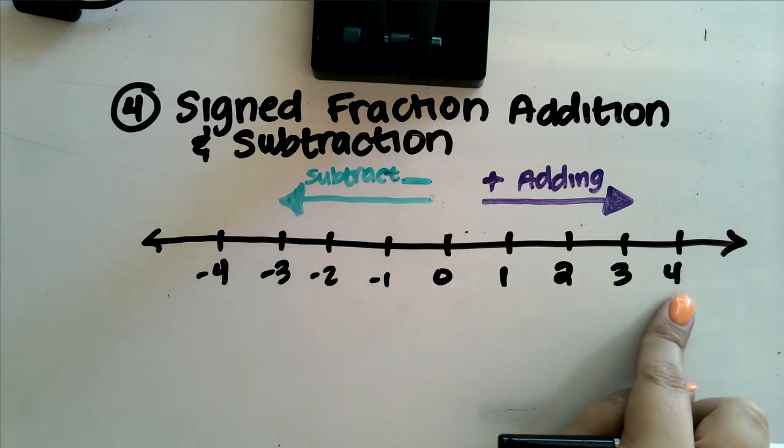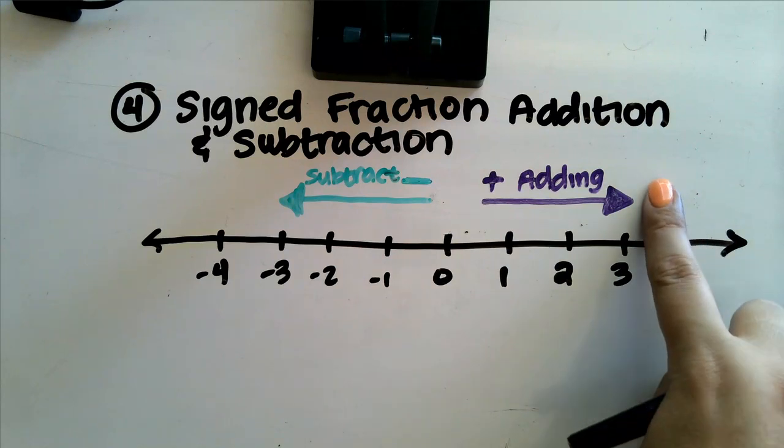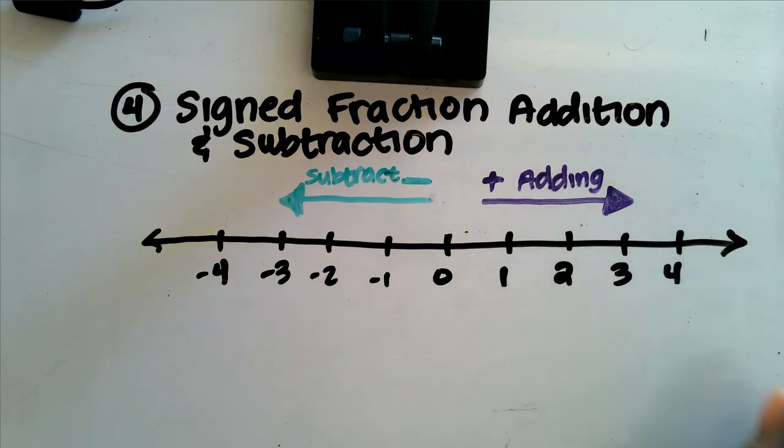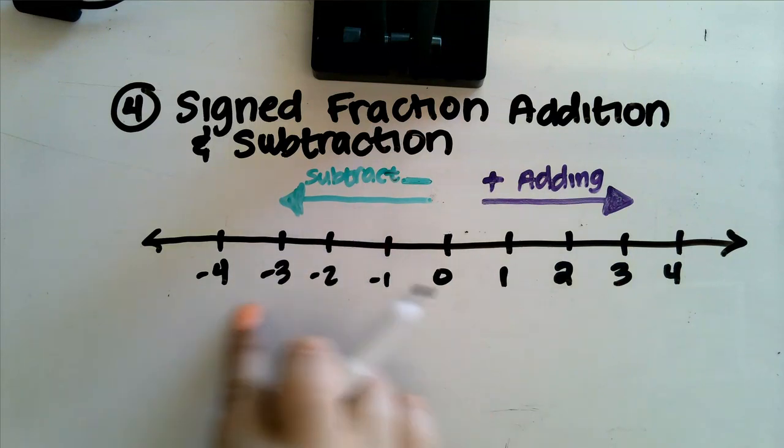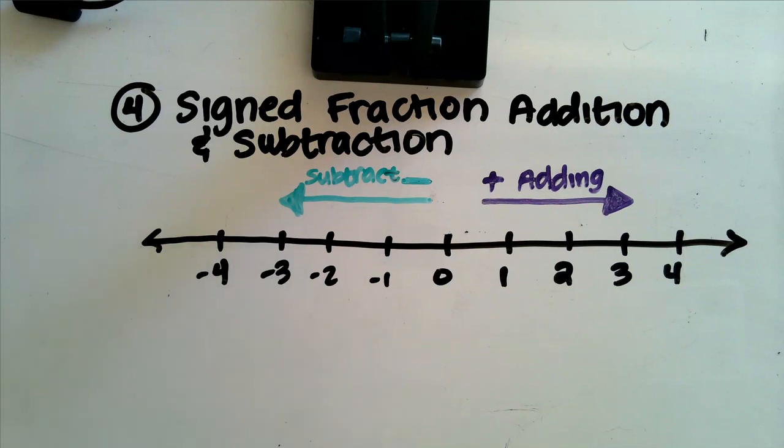I drew out a number line here, and just a quick reminder that anytime we are adding on a number line, we are always shifting to the right, always. Whenever we are subtracting something, we are always shifting to the left on a number line.